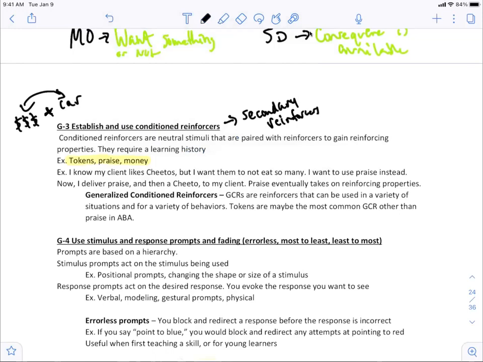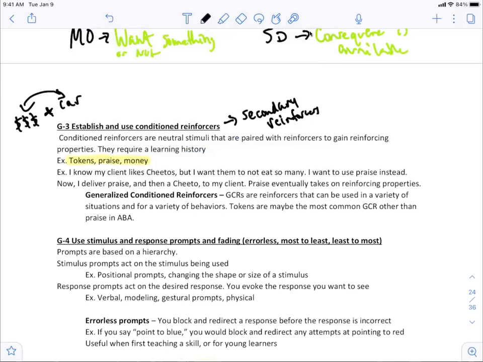Simple pairing. You deliver praise at the same time as a reinforcer. You pair tokens and money with backup reinforcers. Those backup reinforcers are essential, especially in token economies. Example: I know my client likes Cheetos, but I want them to not eat so many. The client loves chocolate, loves Cheetos, but they're unhealthy snacks. The parent doesn't want you to use these edibles as much. What are you going to do?